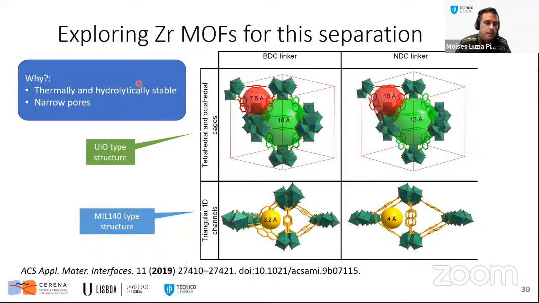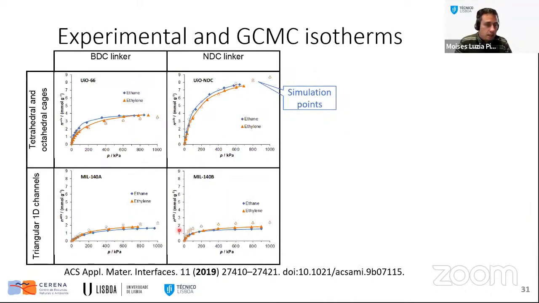A second work that we have done was to compare, in this case, zirconium MOFs, with different types of cages. So in this case, tetrahedral and octahedral cages, and in this case, in here with just channels. As you see, in this case we play with a linker, like I've just said before. We have a naphthalene in this side, so we have bigger pores, and in here we have just one benzene ring.